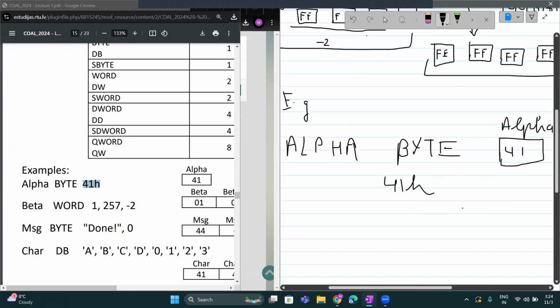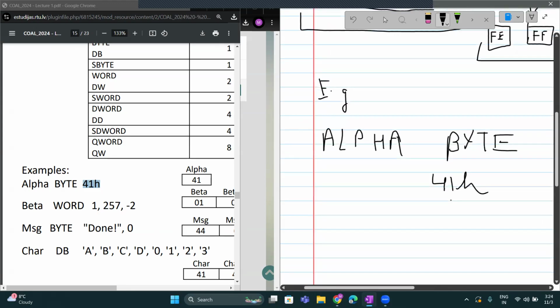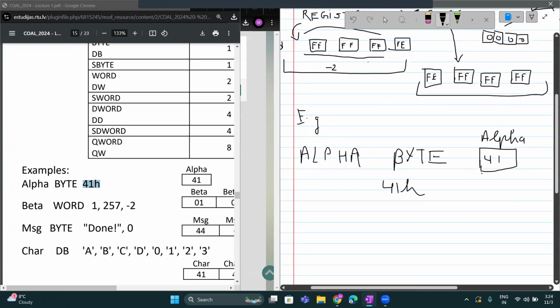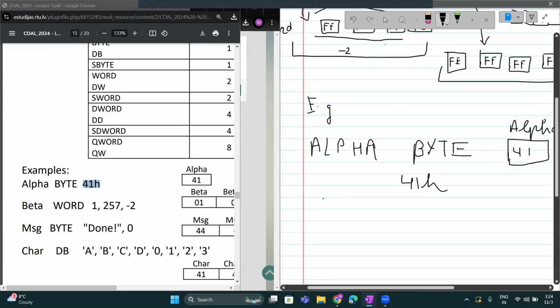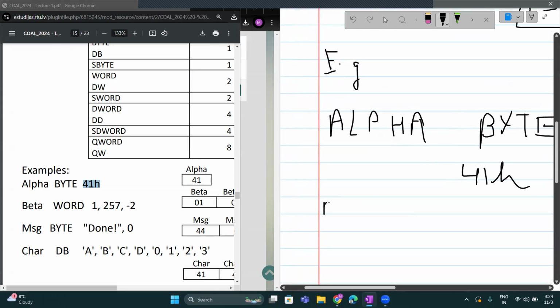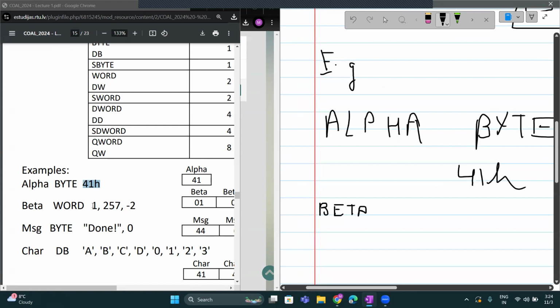41H is 65D. Yeah, so this is how it works. And another example you can see here is beta, and it's a word. This means basically that each of these numbers will be stored in a word.